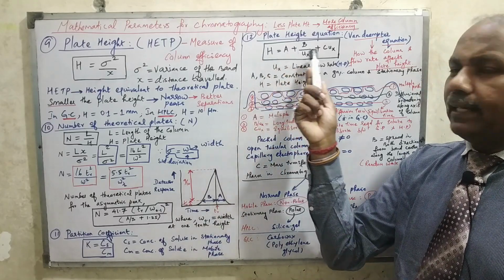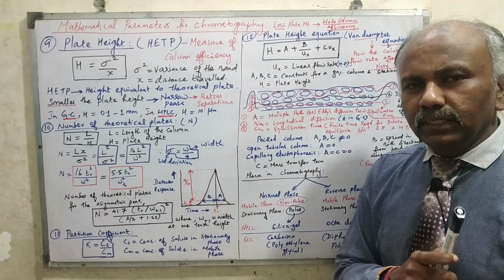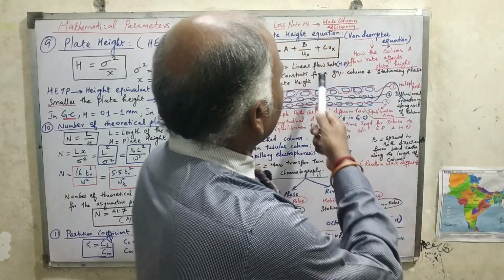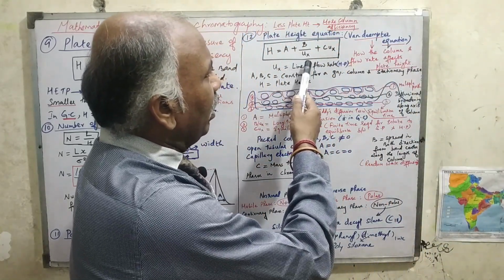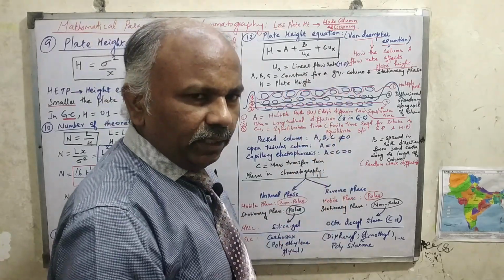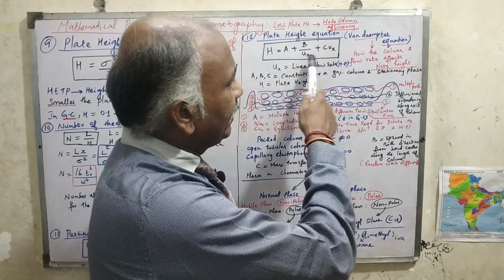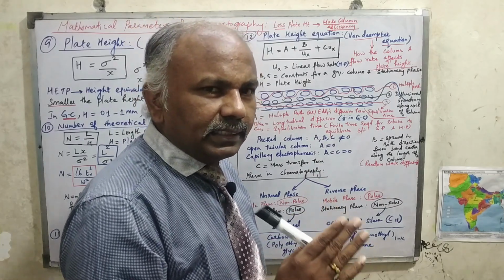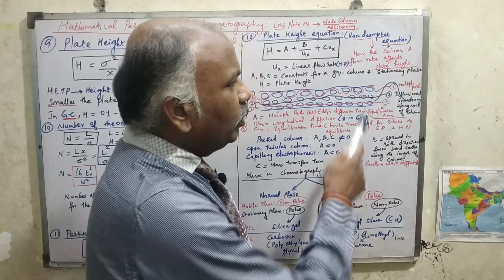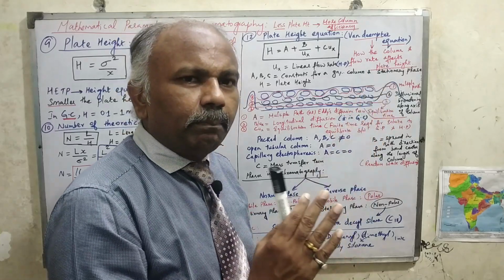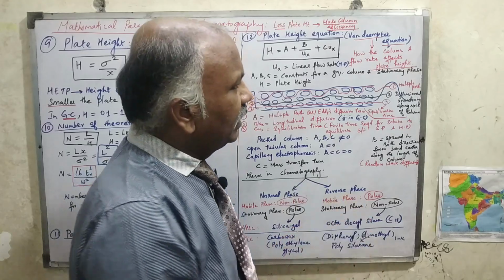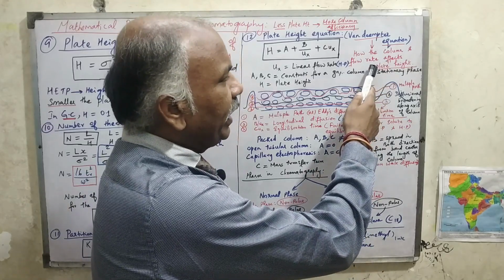Now coming to the plate height equation, there is a very important equation called the plate height equation. This is also called the Van Deemter equation, named after the person who discovered it. So the Van Deemter equation tells us in any chromatography how the column and the flow rate affect the plate height. The plate height should be minimum if you have better column efficiency. So how the column and the flow rate affect the plate height.